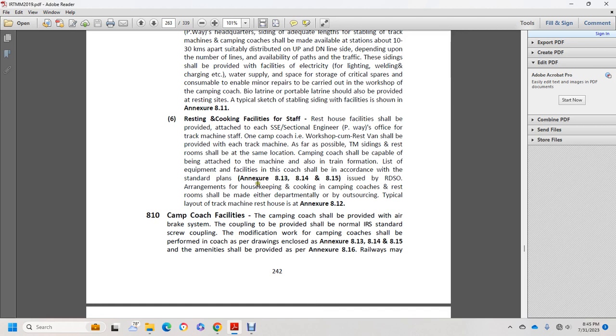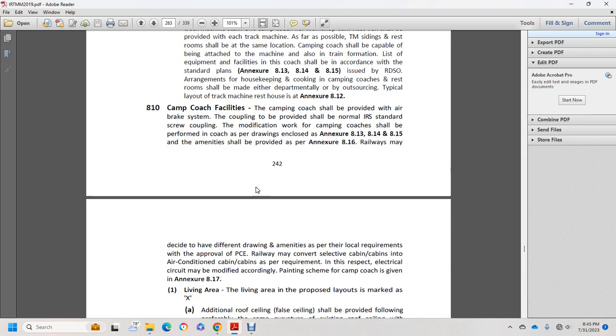Railways may decide to have different drawing amenities per local requirements approved with the PCE of the railway. Railways may convert the selectable cabinet into an air conditioned cabinet, with the electrical circuit modified accordingly. The painting scheme of the cabinet coach is given in Annex 87. Living areas are proposed layouts with the prescribed X.